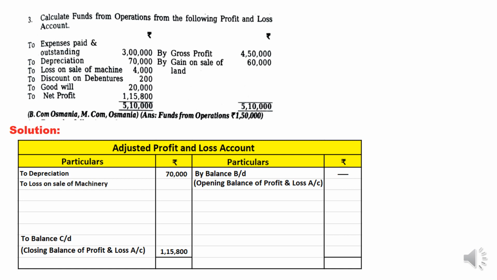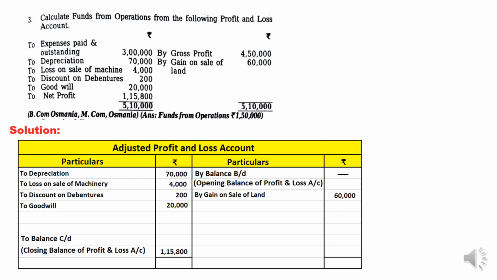Then loss on sale of machinery, this is also a non-cash expenditure as well as non-operating. Discount on issue of debentures, it is a non-cash expenditure. Goodwill written off, non-cash expenditure. Again, we have debited all the non-cash and non-operating items. Whereas if you see on the credit side, gain on sale of land, this is also a non-operating income. So for gain on sale of land, I have written 60,000.